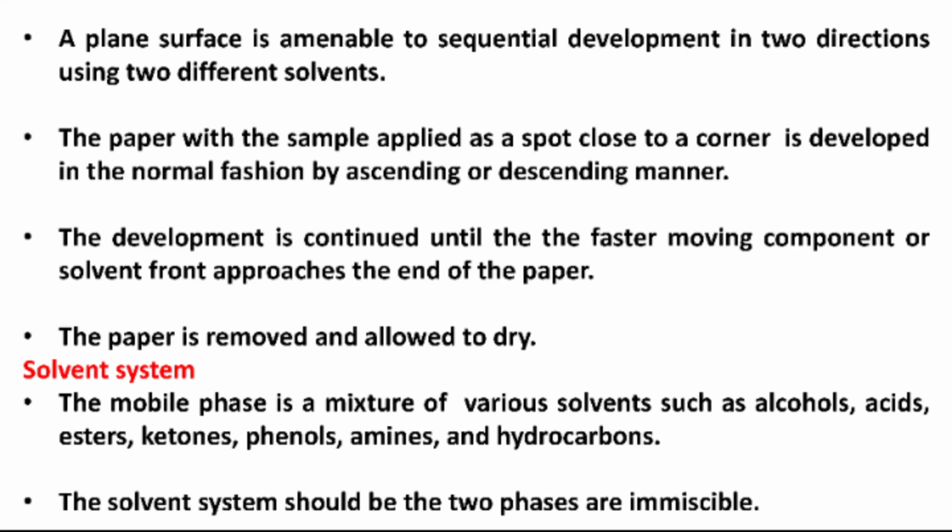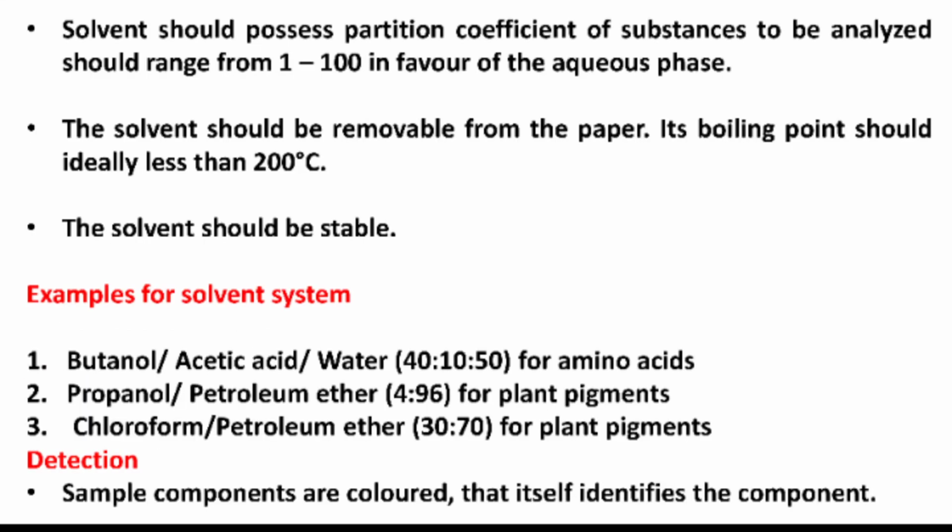Next we are going to see about the solvent system. The mobile phase is a mixture of various solvents such as alcohols, acids, esters, ketones, phenols, amines and hydrocarbons. In the solvent system, the 2 phases should be immiscible. The partition coefficient of substances to be analyzed should range from 1 to 100 in favor of the aqueous phase. The solvent should be removable from the paper; its boiling point should ideally be less than 200 degrees Celsius. The solvent should be stable.